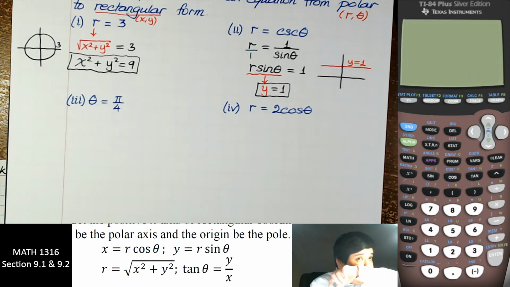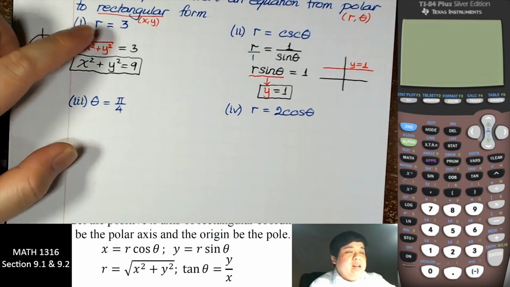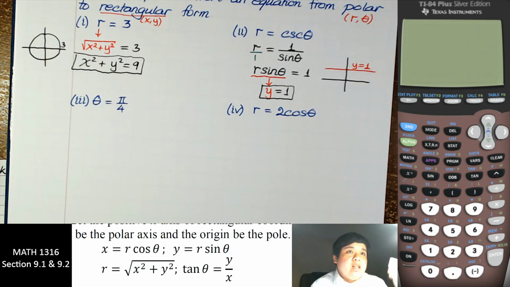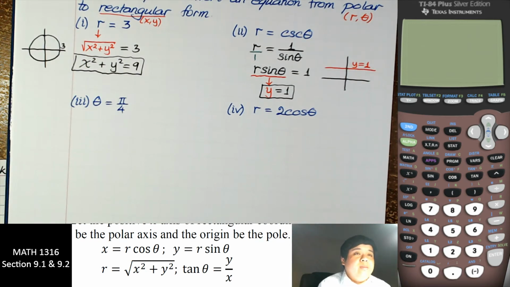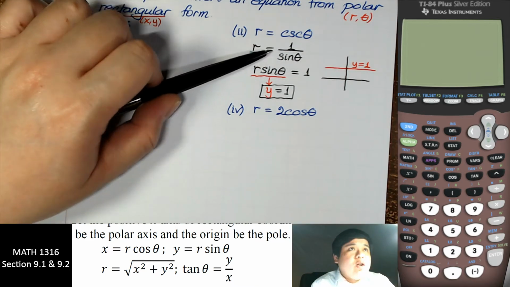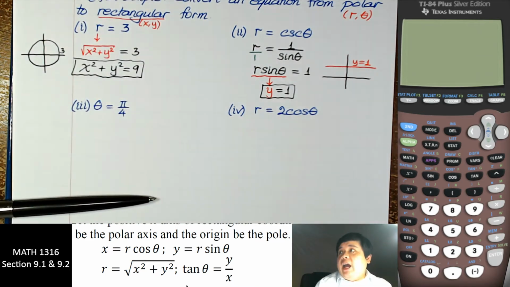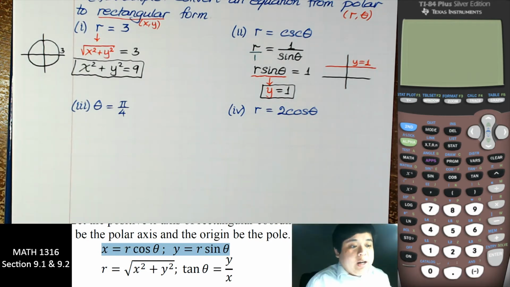So we try to somehow change from r and theta to x and y. There's a lot of different ways to do it. If it is equal to a constant, just go ahead and replace r with square root of x squared plus y squared. If there's a trig function, we somehow have to utilize those properties, and so we can change to x and y that way.